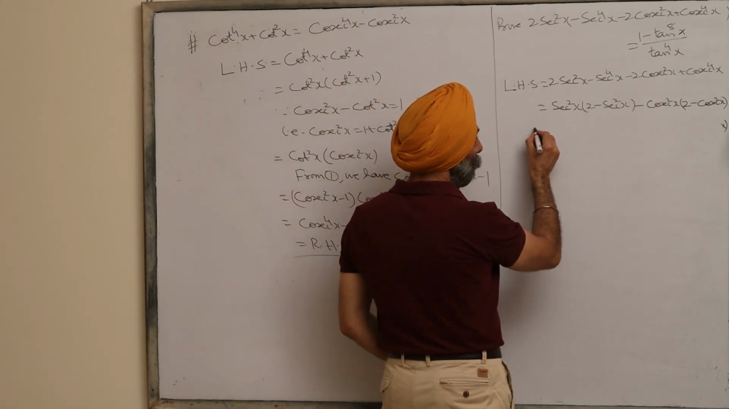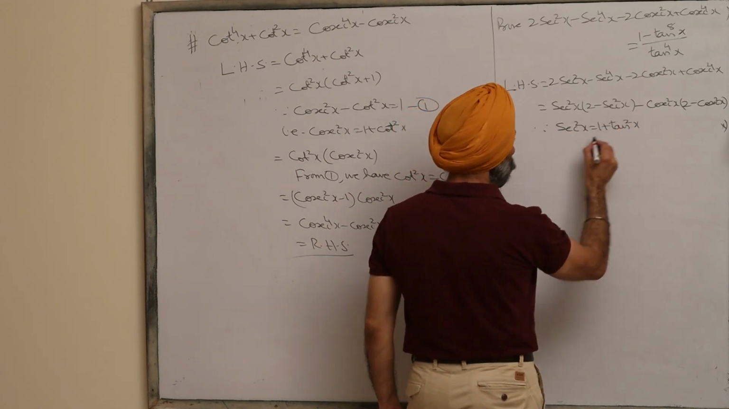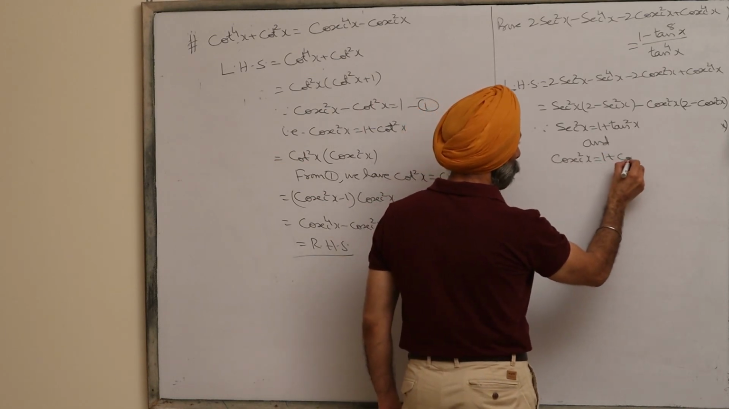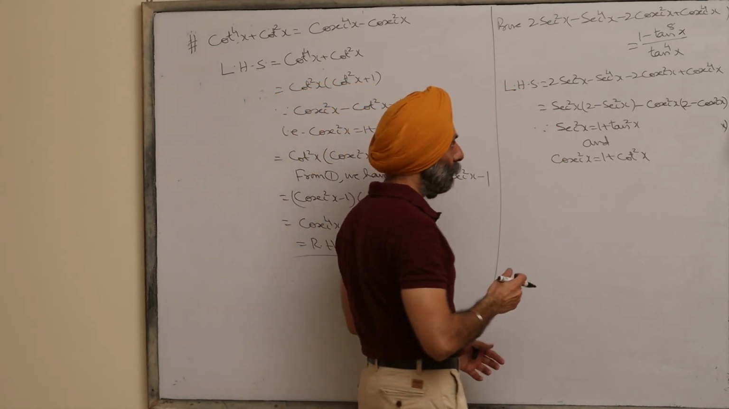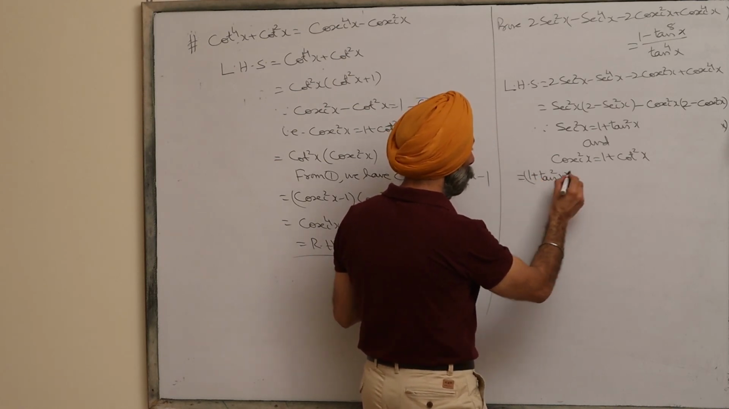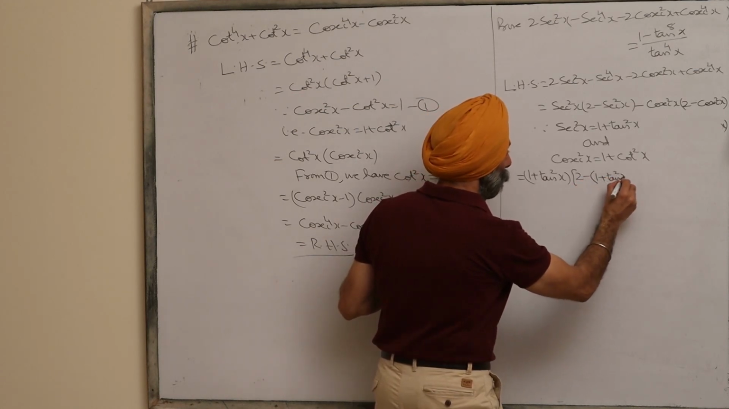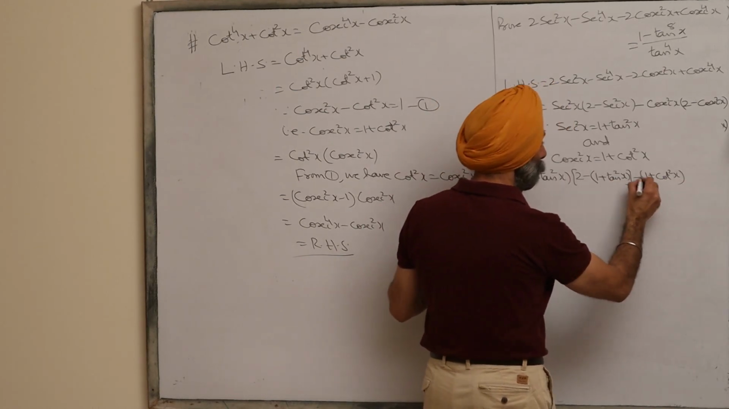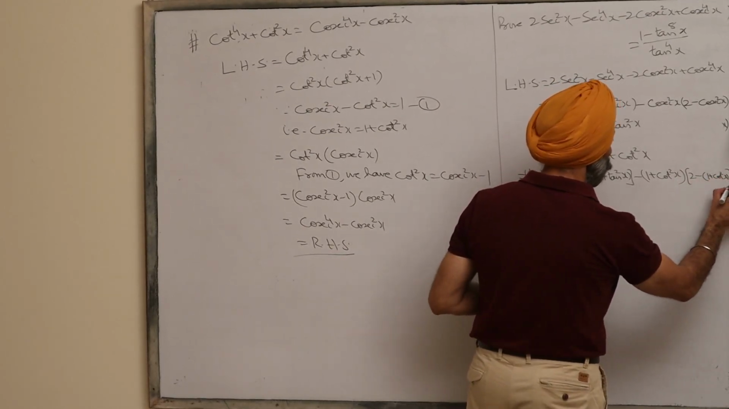Now because secant square x is 1 plus tan square x and cosecant square x is 1 plus cot square x, so obviously we will be using these two results in the above step. So secant square x can be written as 1 plus tan square x into 2 minus, you put the bracket here. Now cosecant square x is 1 plus cot square x into 2 minus 1 plus cot square x.